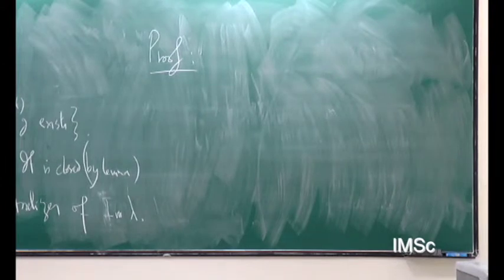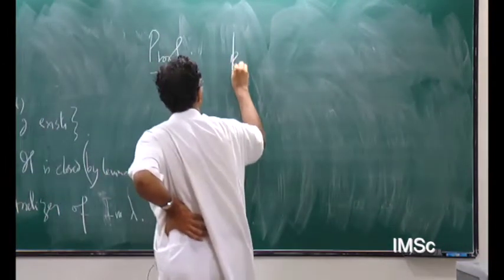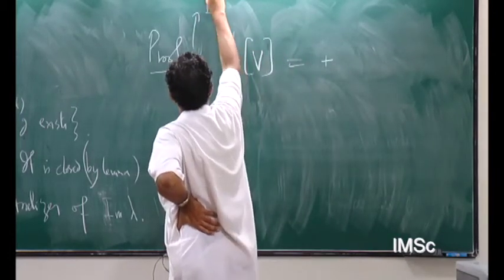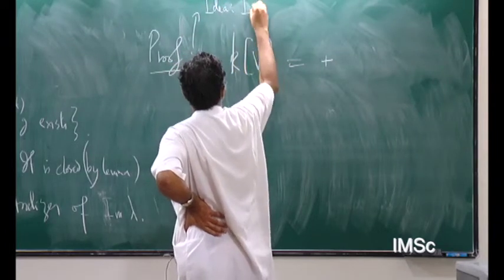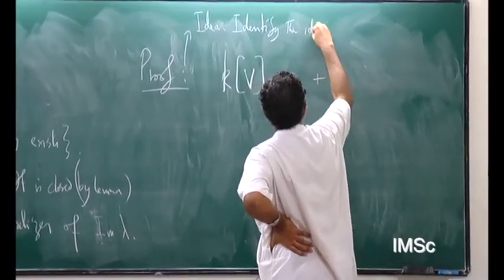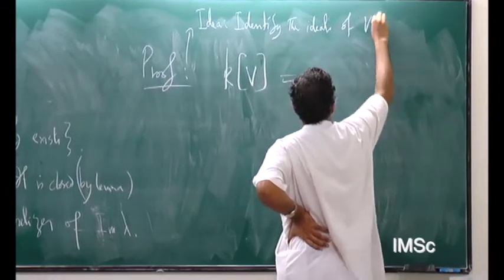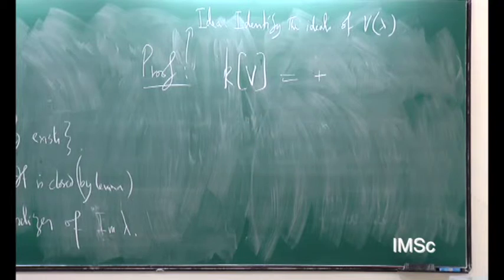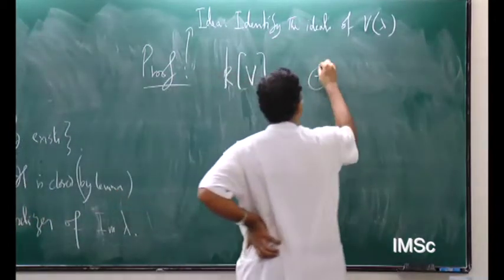So you think of this KV we had. So let me write down the idea. The idea is to identify the functions, the ideal of V lambda. That's the idea. And it's very naturally identified. Once you write it, it seems intuitively, what else could it have been? Right? And the idea is as follows. So you write this.